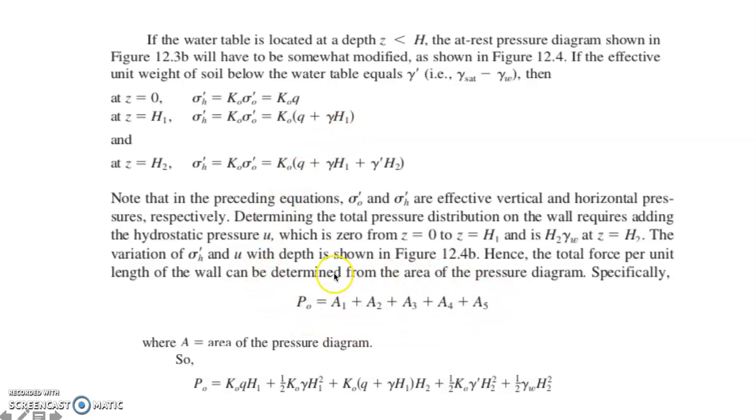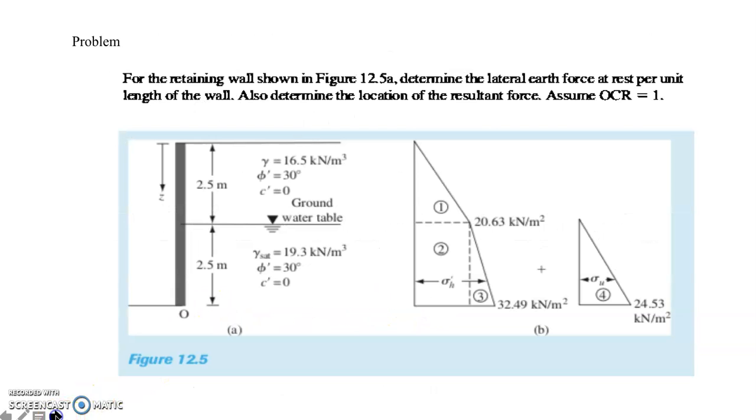Then, of course, you have the resultant force using the area of the pressure diagram. If you don't want to draw the pressure diagram, you are going to have to memorize this equation. But basically, to have an easy life, it's better to draw the pressure diagram and get the area of those. You sum up, and you have now the total force acting on the retaining wall. So basically, that's the concept for the lateral earth pressure at rest.